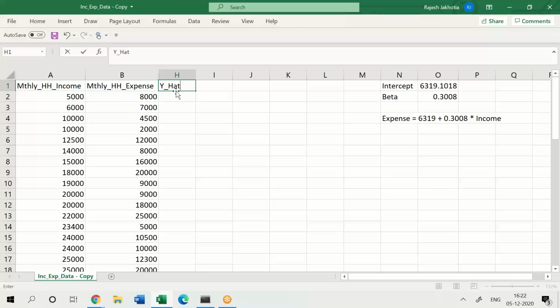So let me write y hat, the predicted value, will be 6319 (make it constant, F4) plus 0.3008 multiplied by income. So if I know the income of a household is 5,000, the equation is estimating that this household should have an expense of 7,823. The actual expense is 8,000. The prediction is very close to the actual expense.